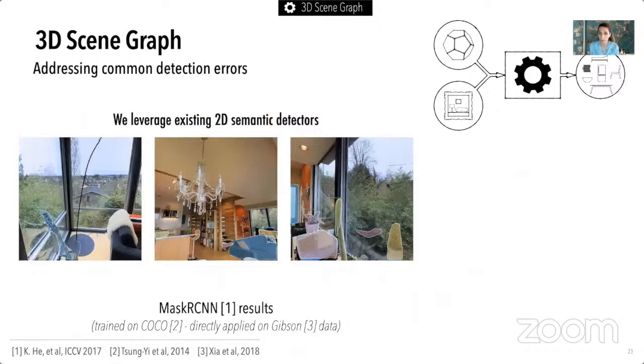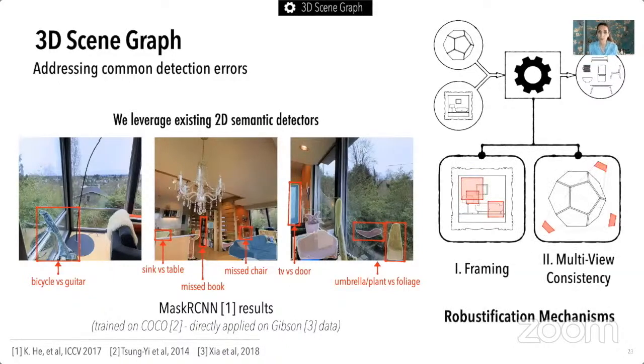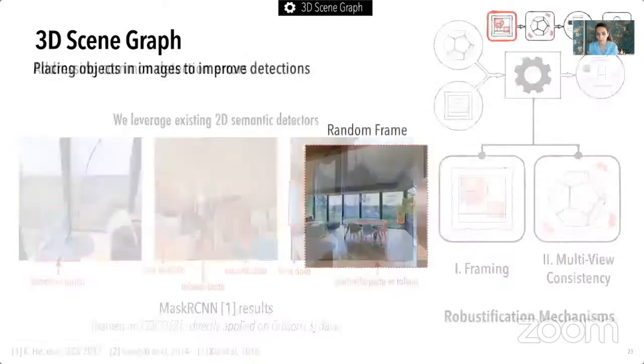We looked at their performance, and we saw that there were some recurring errors. Specifically, if you look at the distribution of those errors, most of them are happening at the edges of the image, where the objects may not be 100% visible, as well as on objects that are too far away from the lens of the camera. We wanted to improve this performance. That's why we built two robustification mechanisms that are able to address these errors. These mechanisms are the framing and the multi-view consistency.